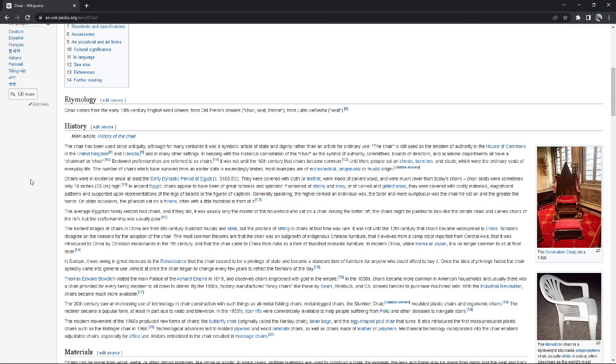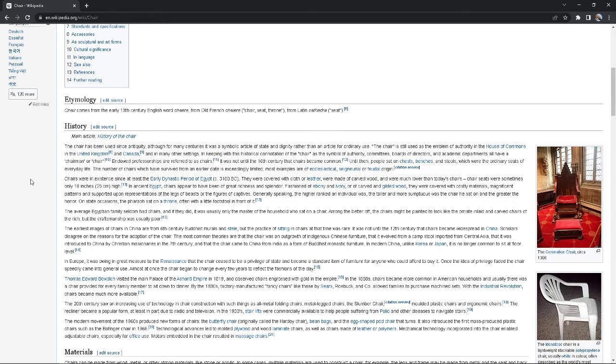They were covered with costly materials, magnificent patterns, and supported upon representations of the legs of beasts or the figures of captives. Generally speaking, the higher ranked an individual was, the taller and more sumptuous was the chair he sat on, and the greater the honor. On state occasions, the pharaoh sat on a throne, often with a little footstool in front of it.